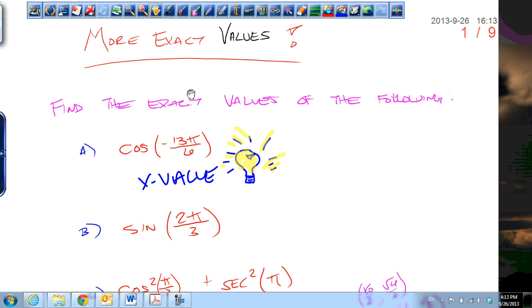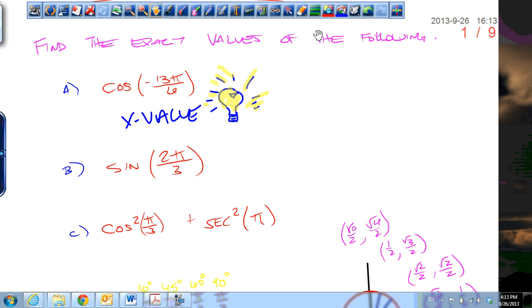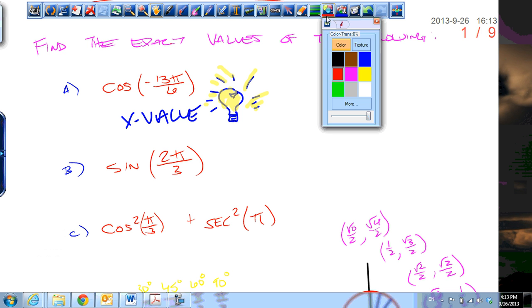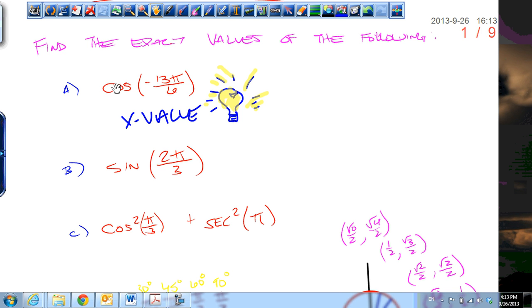But yeah, anyway, so the first one is cosine of negative 13 pi over 6. First thing I want you to see is that it's cosine, so that means x values, and that's from yesterday. Cosine is x, sine is y. And then we got this negative 13 pi over 6 business. If it's negative, all that means is that we're going that way, right? We're not going counterclockwise, we're going clockwise.